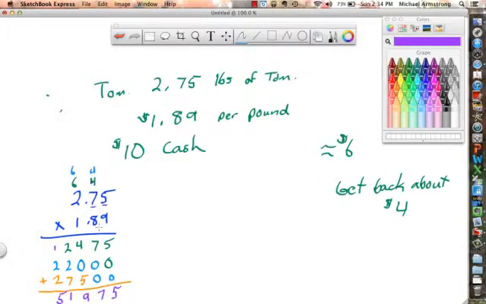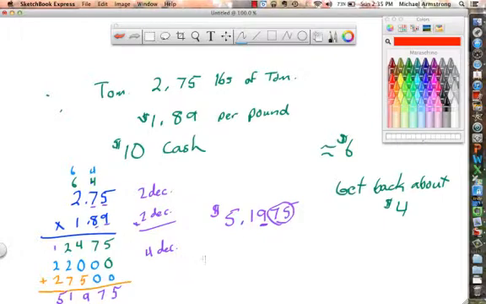Let's see, I've got 1, 2, 3, 4. I've got 2 decimals plus 2 decimals equals 4 decimals. So it's really 5.1975. That's what the decimal comes out to be. But since we're talking dollars and cents, we have to round that a little bit. We can't use the 75. But the 7, so we're rounding to the nearest hundredth place. So what happens there? Well, the 9 becomes a 10. So it really becomes a 20.